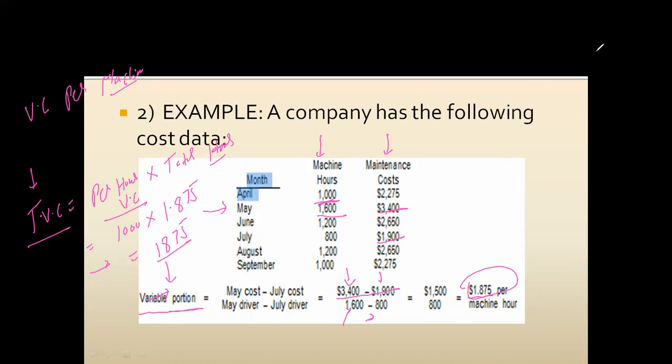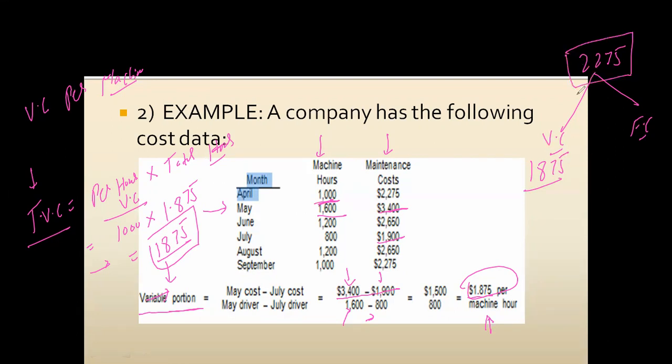So what was our initial target? Say this is the semi-variable cost. We want to know how much is the variable cost and how much is the fixed cost. You notice that by using the high and low point method, we first calculated for 1 hour, then we calculated for total hours. So we know that for 1000 hours, total variable cost, we have how much? 1875. So we already found the breakup of this 2275. Out of 2275, 1875 is our variable cost, and the remaining amount we have is fixed cost, that is 400.